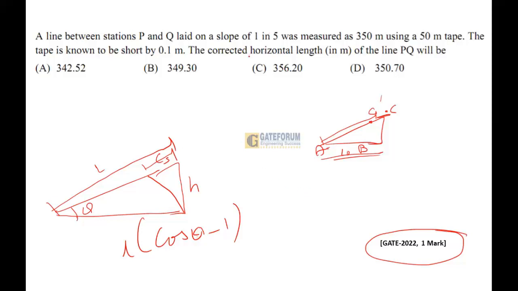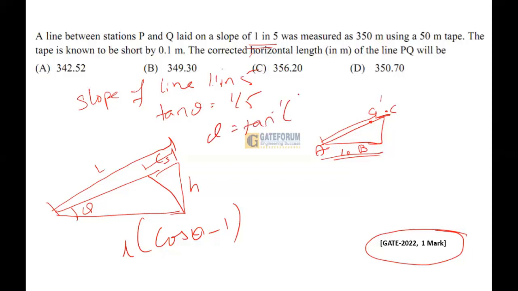So we have a slope of 1 in 5, indicating the slope of the line. Nothing but theta: tan theta is equal to 1 by 5, so theta is equal to tan inverse of 1 by 5. Therefore theta is how much? Theta is equal to 11.31 degrees. Okay, this is my theta value.